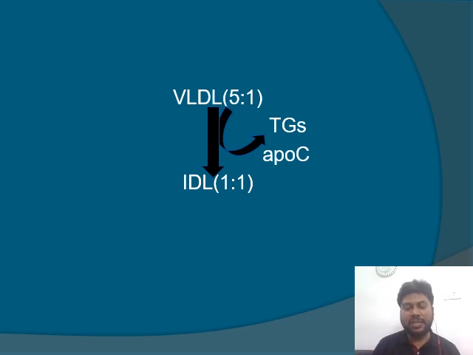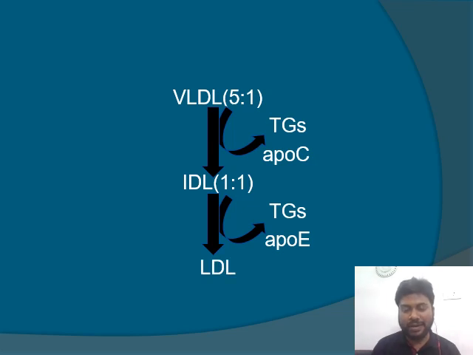Now from this intermediate density lipoprotein, if you remove further triglyceride molecules and ApoE protein, it will be converted to cholesterol rich ApoB100 containing LDL molecule. This is how LDL is synthesized from VLDL.